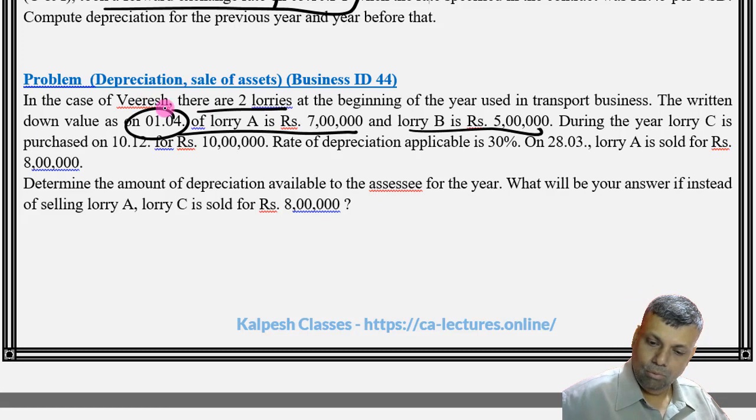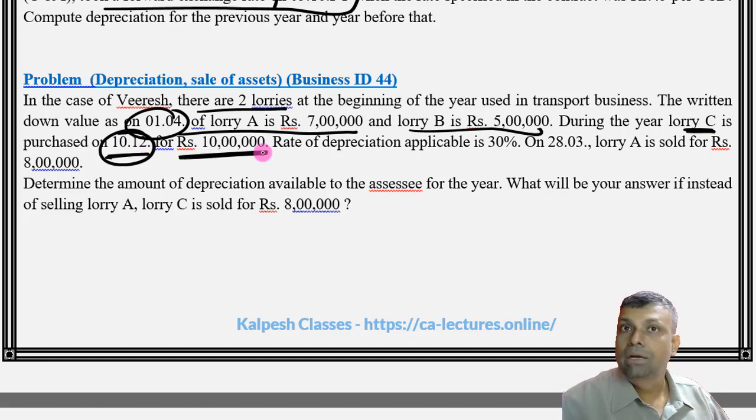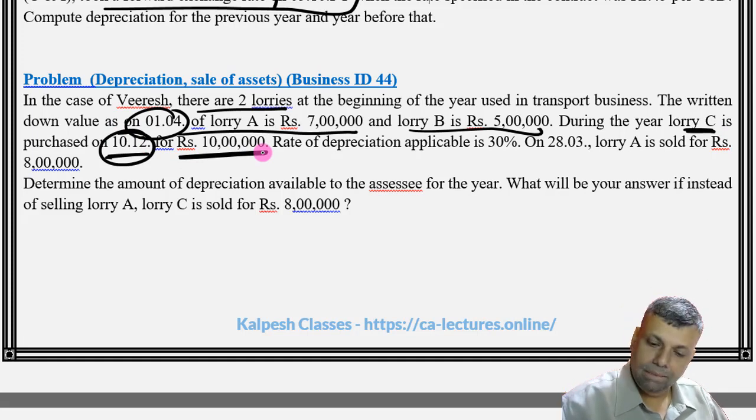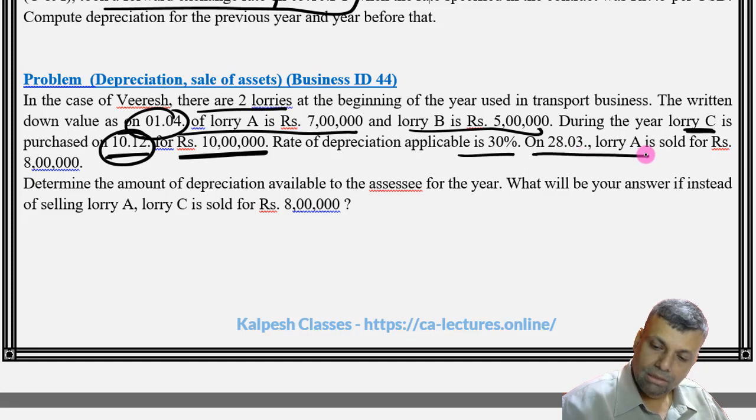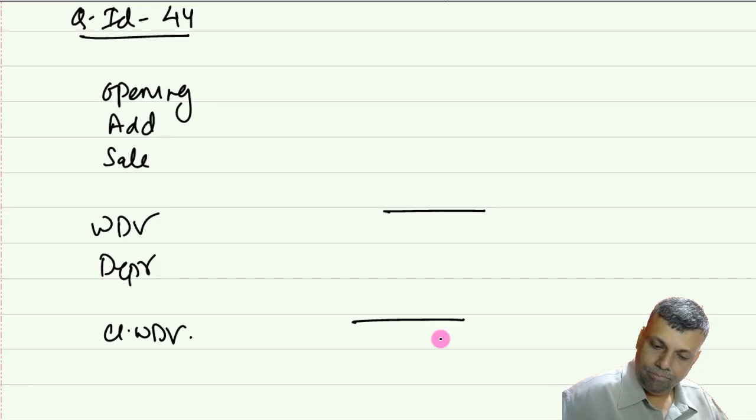Okay, so we have opening A and B total. During the year lorry C was purchased on 10/12, so because it was on 10/12, it will come into the half rate category for the purpose of calculation of that particular depreciation. Rate of depreciation applicable is 30%. Good, that is printed because we don't want to mug up the rates of depreciation. On 28/3, the lorry A is sold for X amount. Okay, so let us do that.